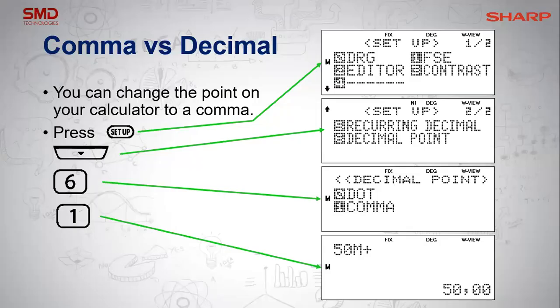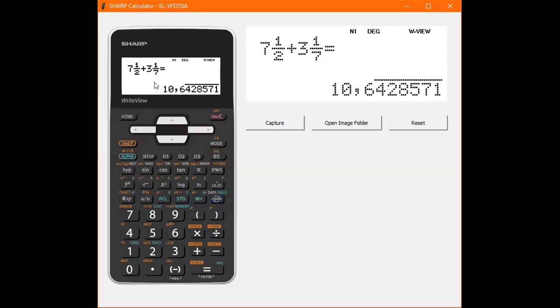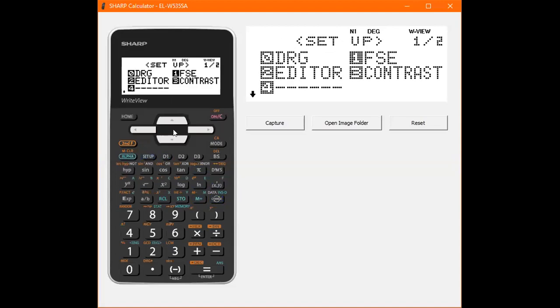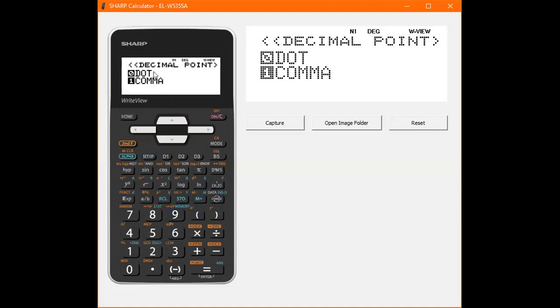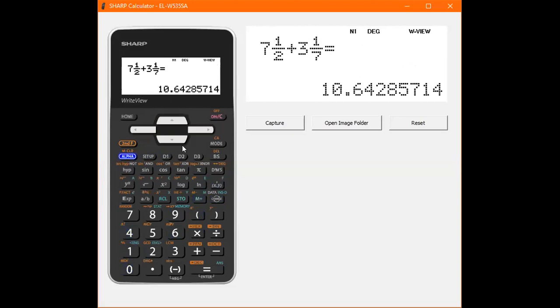All right, great. And then, of course, you'll see, if you've been looking at my calculator and wondering, when I have a fraction or a decimal, I have a comma in my solution and not a dot. And to change that, you would just say setup, press your down arrow key and go to 6. And then, of course, you can choose dot or a comma, depending on your preference. I'm going to go back to dots just for a change of pace here. I've been working with commas all day.